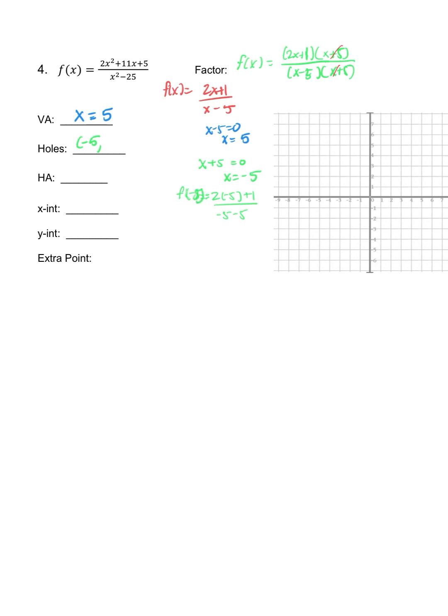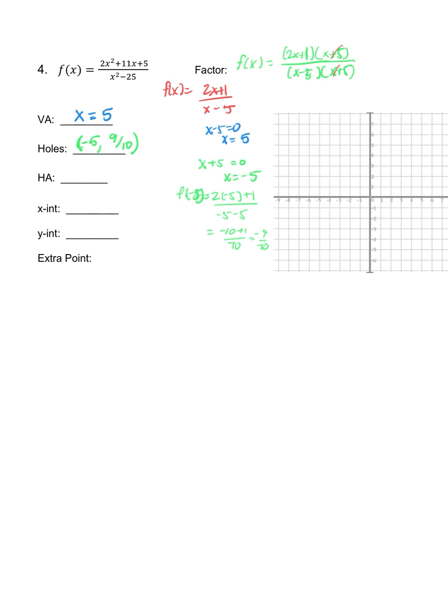Okay, so that's going to give me -10 plus 1 over -10. So this is -9 over -10, which is 9/10. So my point is that the hole is at -5 and 9/10. Okay. Horizontal asymptote.